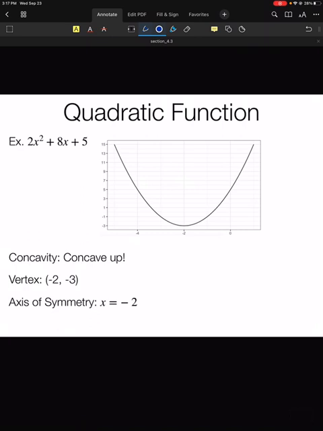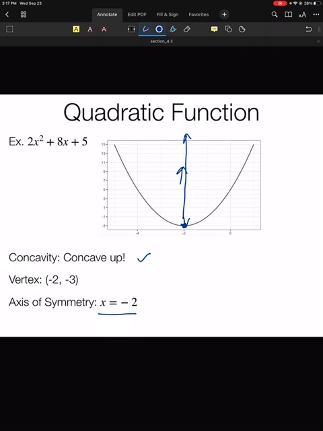2x squared plus 8x plus 5. Okay, so we have an example here, and then we have the graph of that function. We see right away that it is definitely concave up. Its vertex looks to be at -2, -3, so the point (-2, -3), and the axis of symmetry seems to be around x equals -2.